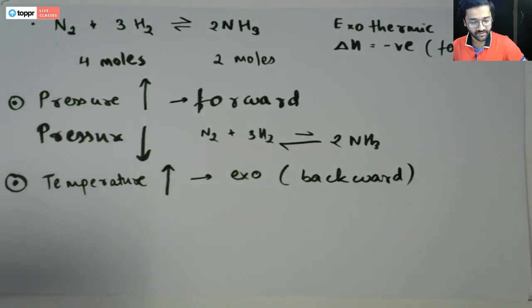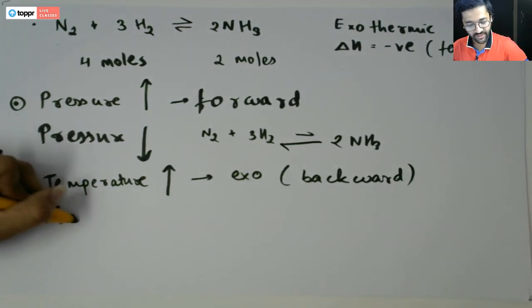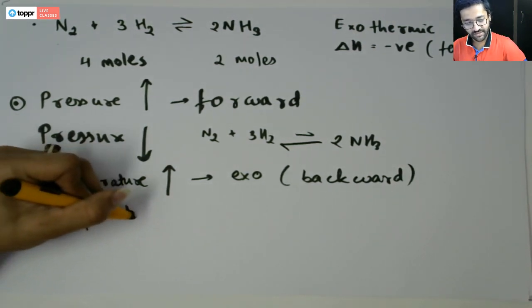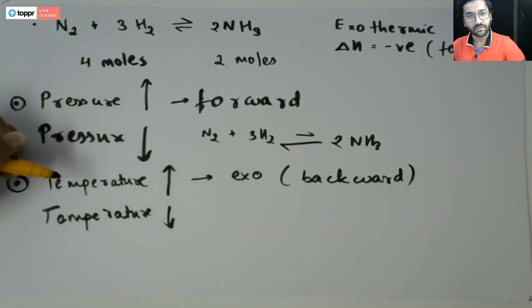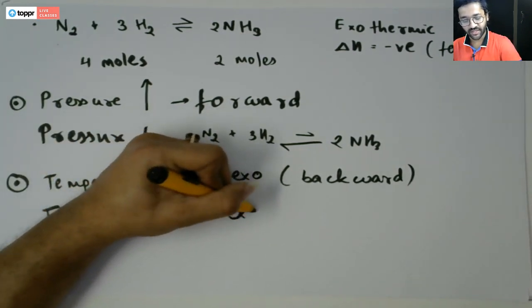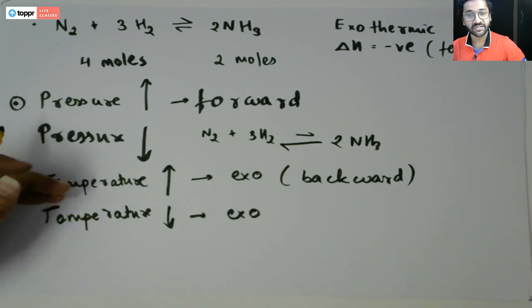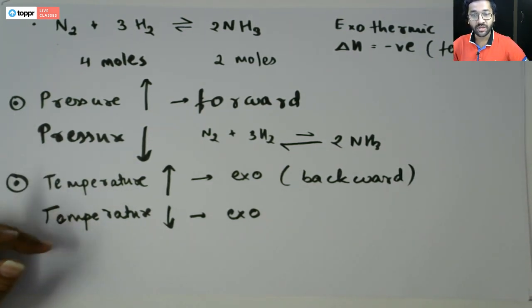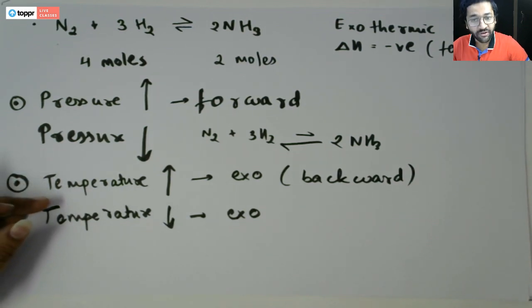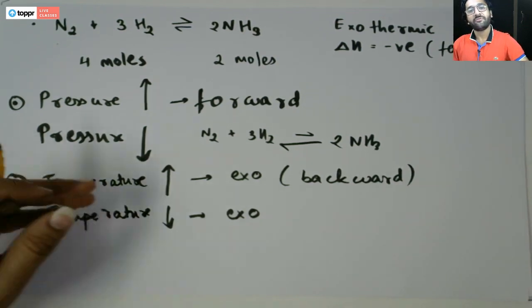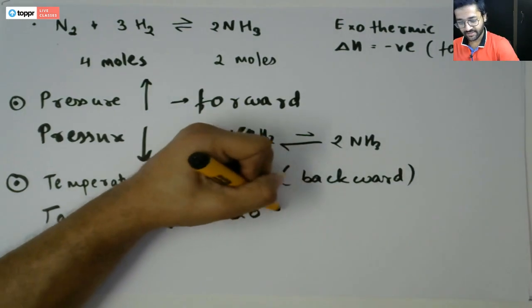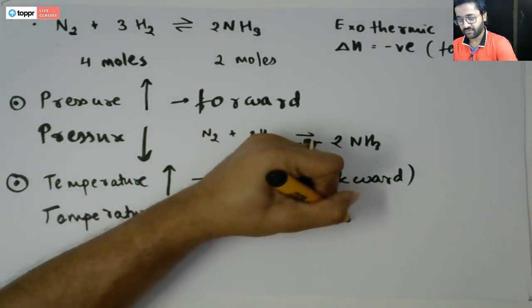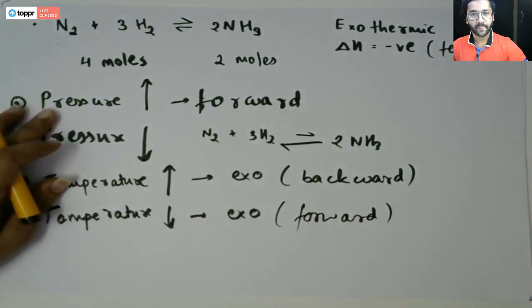Easy, right? Similarly, if the temperature is decreased, and we are talking about an exothermic reaction here, then to increase the temperature it will have to evolve more heat, and to evolve more heat it will go to the forward reaction side. Hence it will take a forward case.